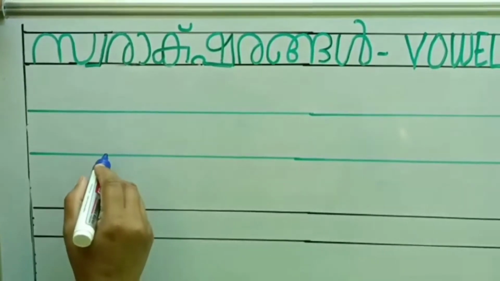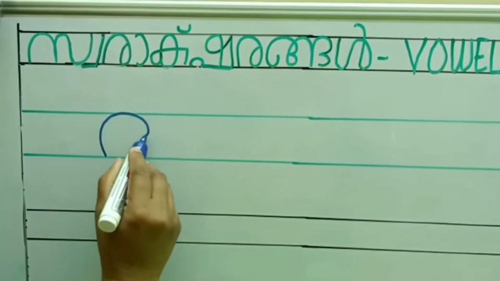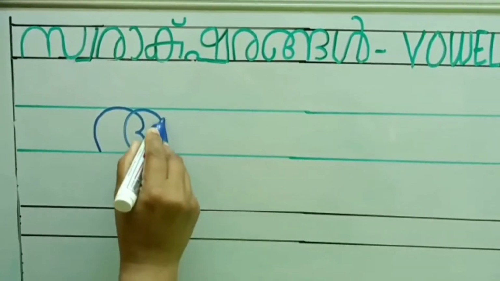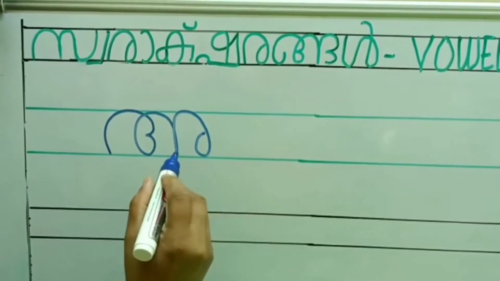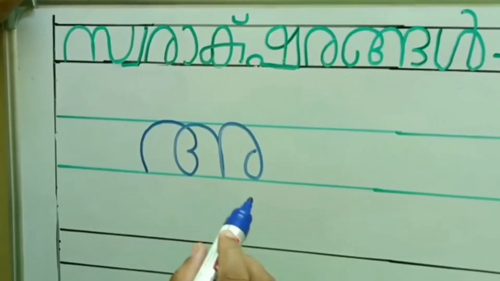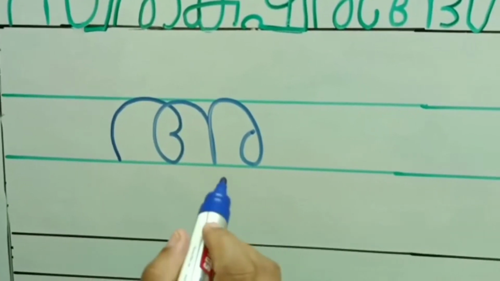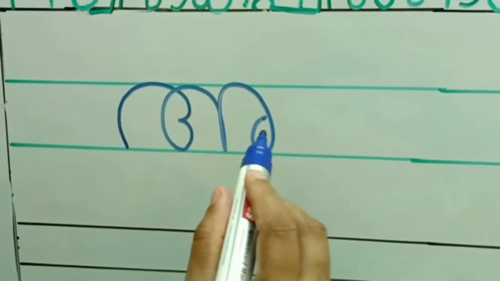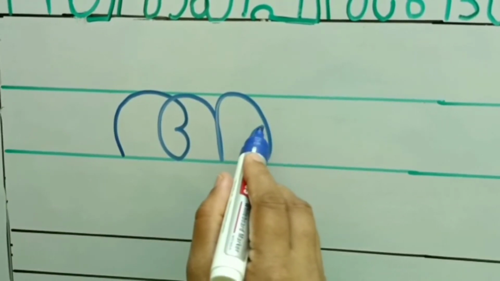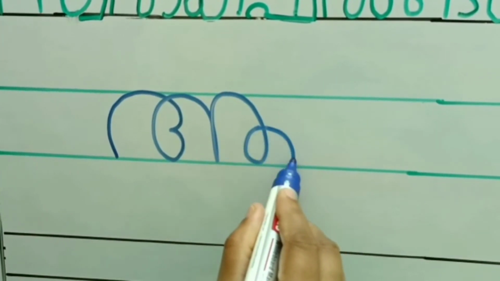Next vowel is A. This is A. The difference between A and A is that the bend extends to form a tail going below the baseline.